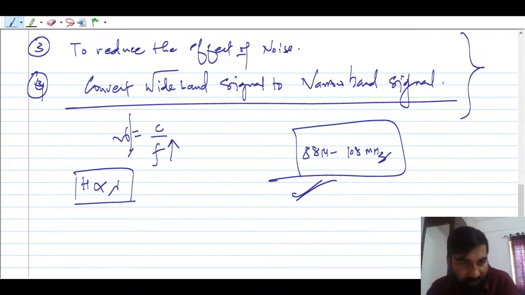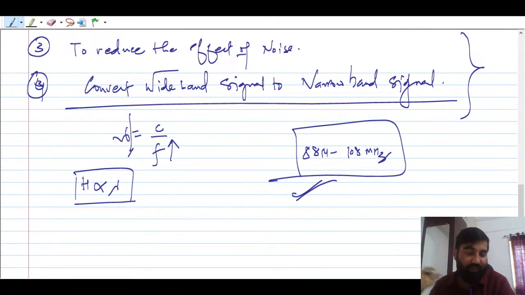So modulation is one of the first strategies that you have to do, right? Fine. So the signal bandwidth should be minimum, okay? And so many things are there, right?